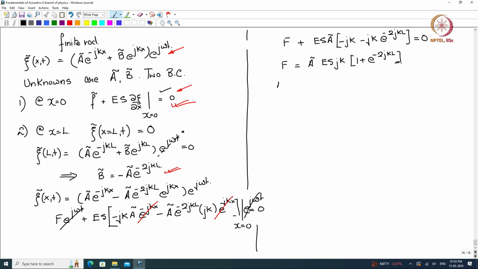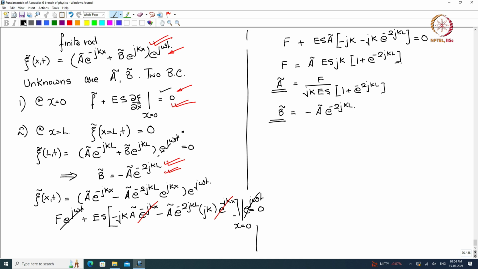so that my a tilde is equal to F over j k E S (1 plus e to the power of minus 2 j k l). And we have discovered earlier from here how b is related to a. So my b tilde is equal to minus a tilde e to the power of minus 2 j k l. Okay. So a is now known, b is now known, the solution is now known.